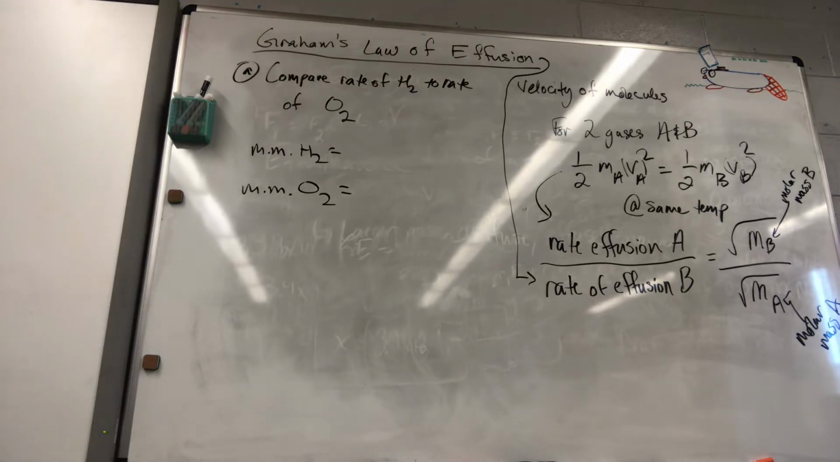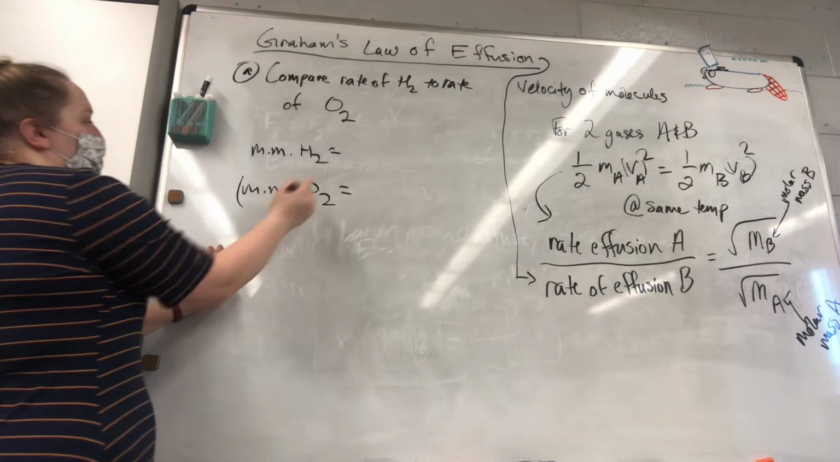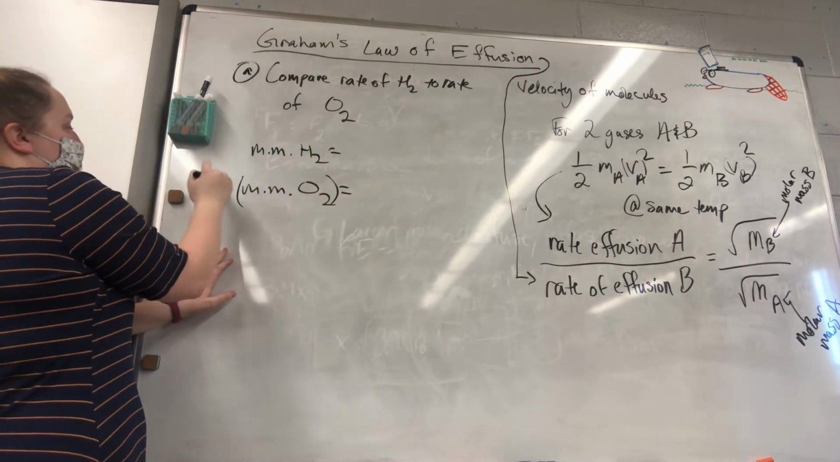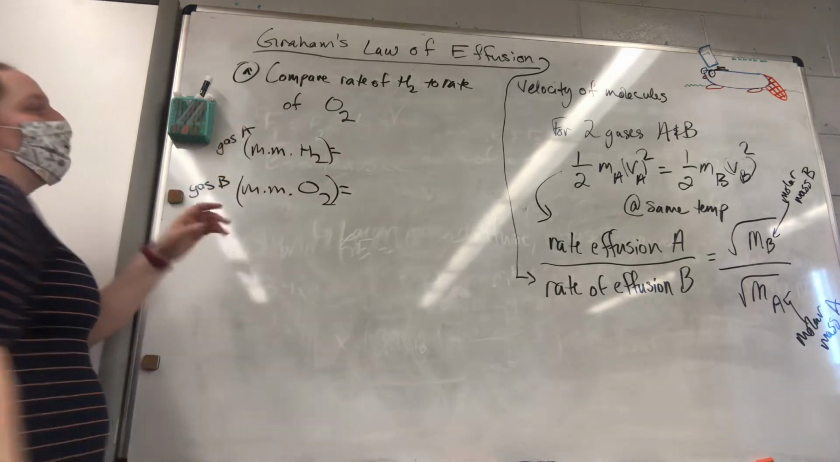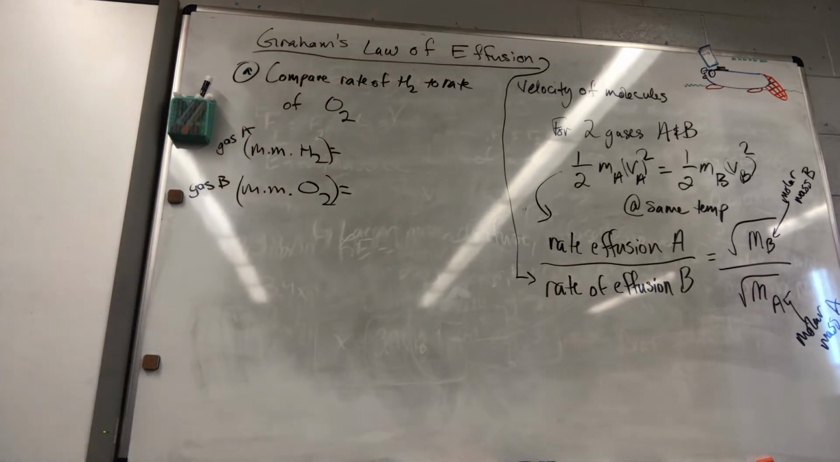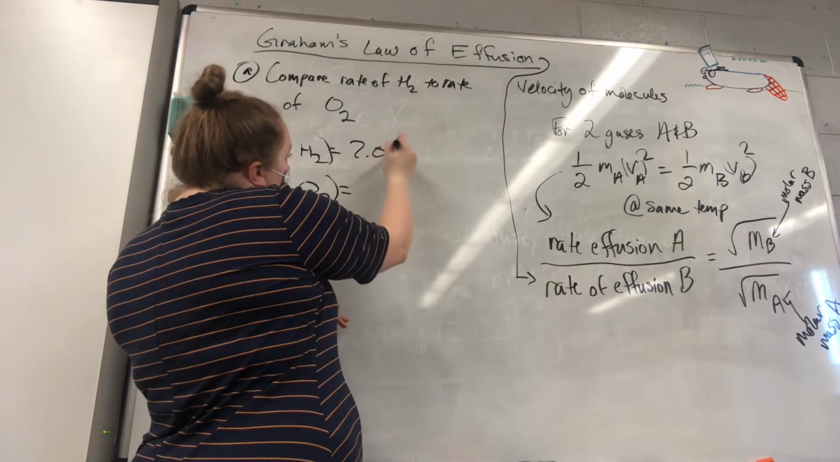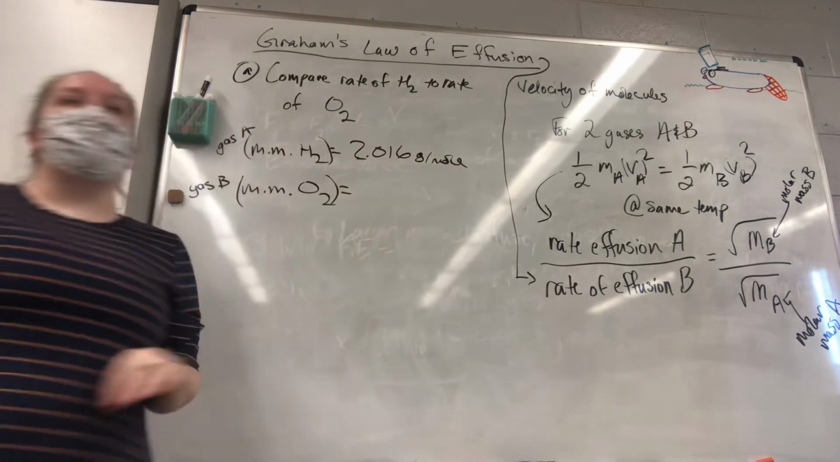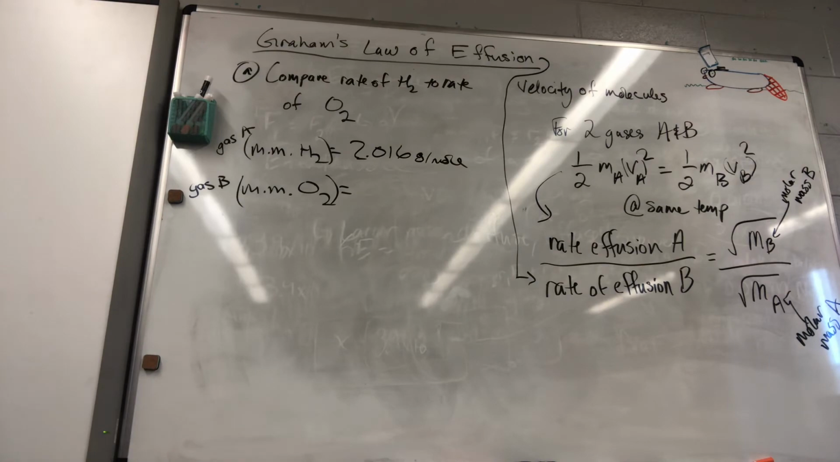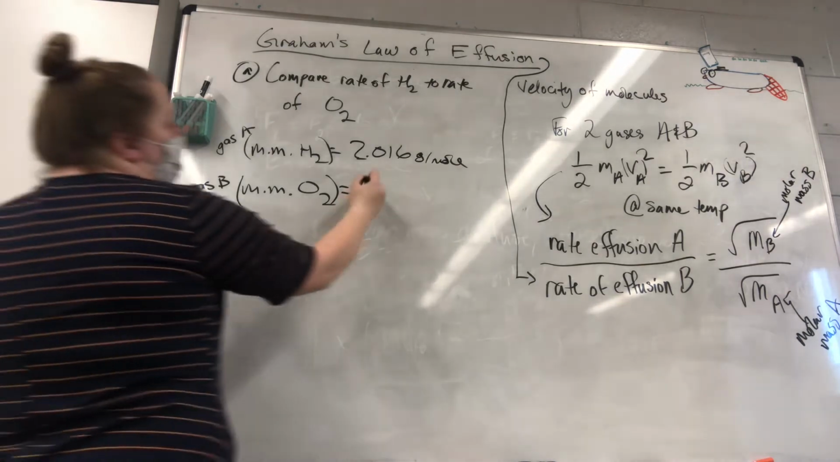In this particular problem, we're going to say that O2 is going to be gas B and H2 is going to be gas A from our problem. All right, so what's the molar mass of H2? 2.016. The molar mass of O2? Approximately 32.